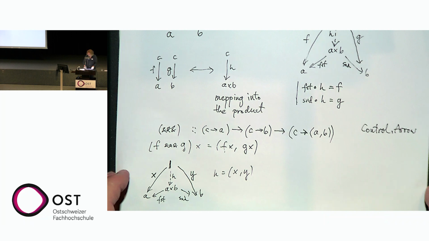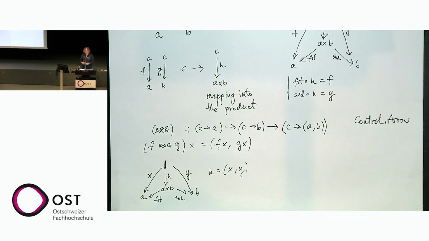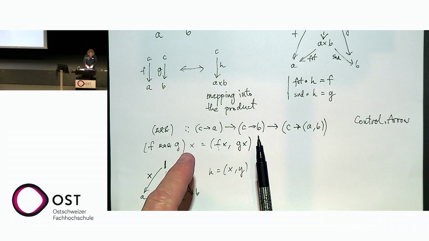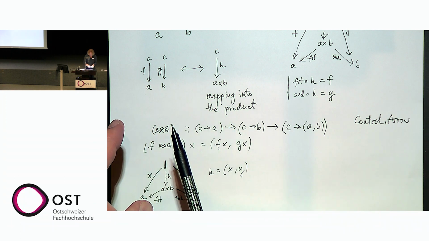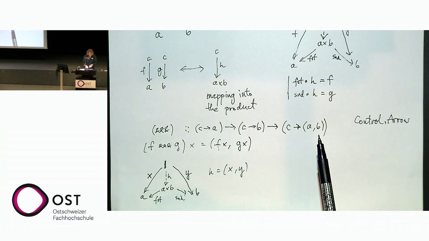So, do you want to do a very quick exercise? How about implementing the other mapping? Because this is the mapping: give me two functions, and I'll give you a mapping into a product, right? How about if I have a mapping into a product, can you get me a pair of functions? It's a very simple thing, okay?